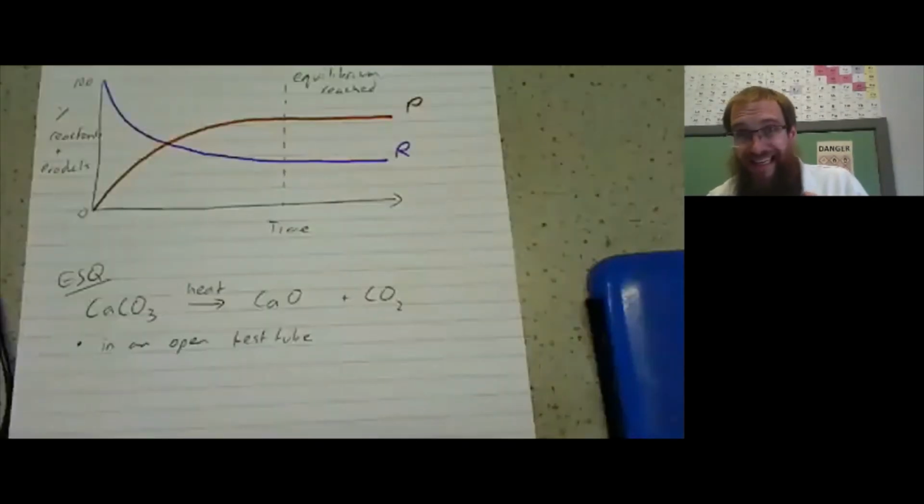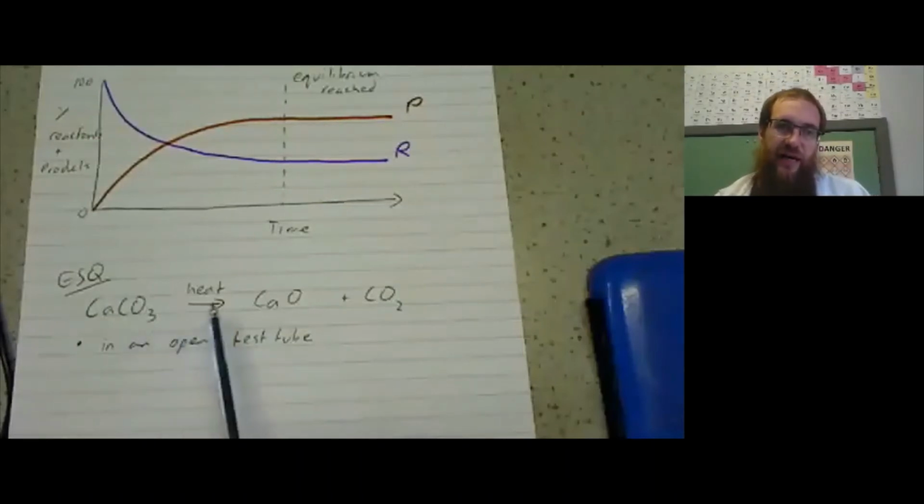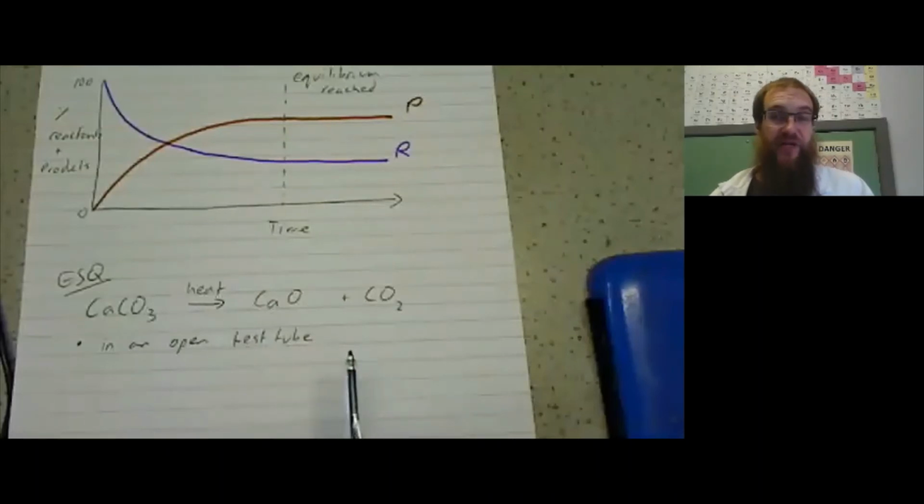So for our exam style question, I've put down an equation here, which is calcium carbonate, and with heat, decomposes to make calcium oxide and carbon dioxide. Okay, and the conditions are that it's in an open test tube. The exam style question would be: explain why equilibrium will not be achieved in this case. So I'll give you a few moments to think about that, and I'll give you some hints.